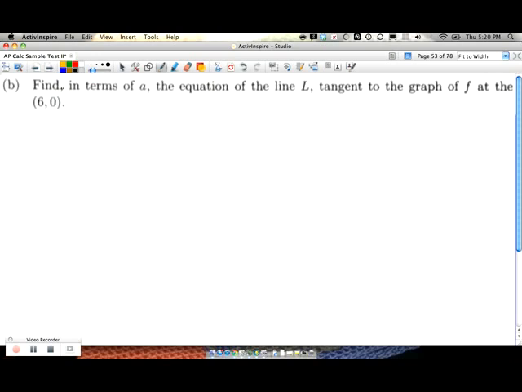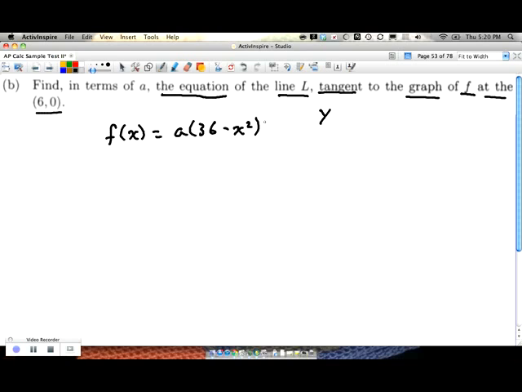Let's look at part B. Part B says, find in terms of a the equation of line L tangent to the graph of f at the point 6, 0. Well, we know that f, given to us already, is a times 36 minus x squared. So what it's asking us to do is find the equation of the tangent line. Well, we know that we have 6 and 0 as our x and y, and we're trying to find a tangent line. Let's think about point-slope form. Probably one of the easiest forms to plug in the pieces to.